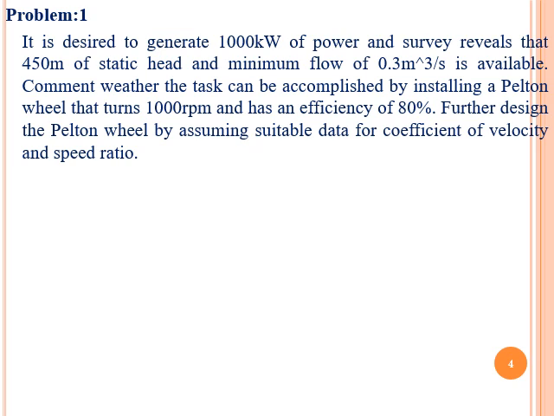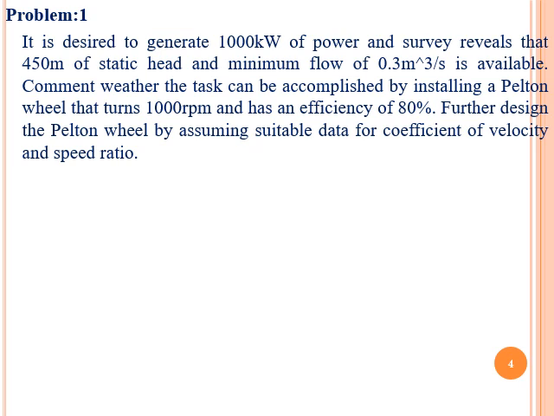It is desired to generate 1000 kilowatt of power, and a survey reveals that 450 meter of static head and a minimum flow of 0.3 meter cube per second is available. Comment whether the task can be accomplished by installing a Pelton wheel that turns at 1000 rpm and has an efficiency of 80%. Further, design the Pelton wheel by assuming suitable data for coefficient of velocity and speed ratio.